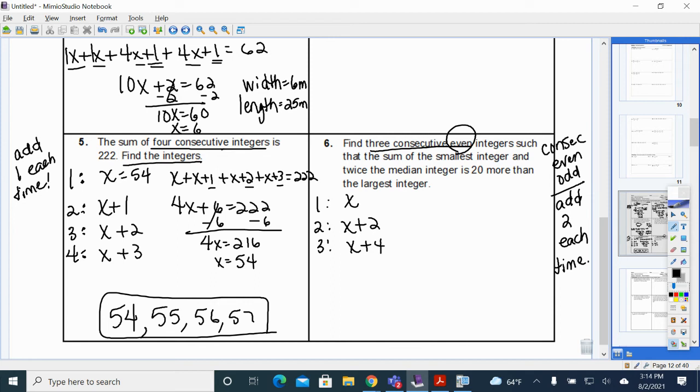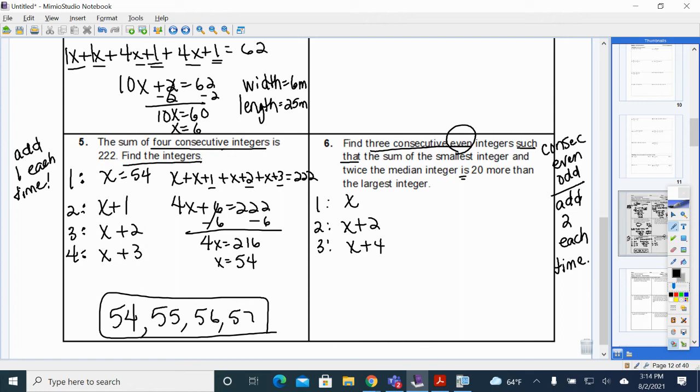Such that, and this is where we get to set up our equations, such that the sum of the smallest integer and twice the median integer is 20 more than the largest integer. All right, let's read that again. Such that the sum of the smallest integer, which is going to be just your x, and twice the median, the middle, and we're going to multiply it times 2, is, in word problems, always is where your equal sign is, 20 more than the largest integer.